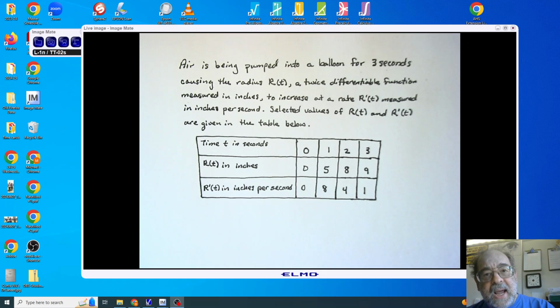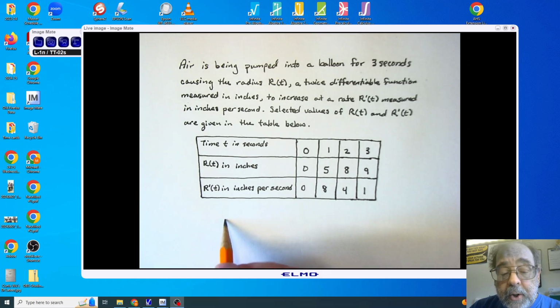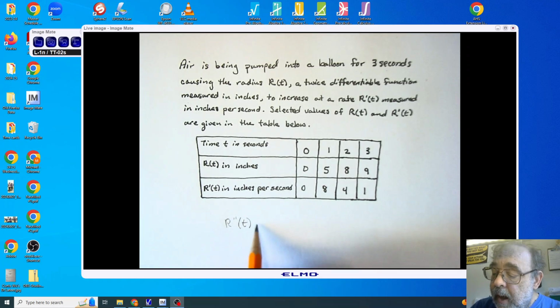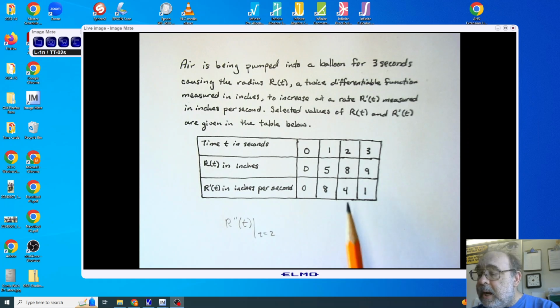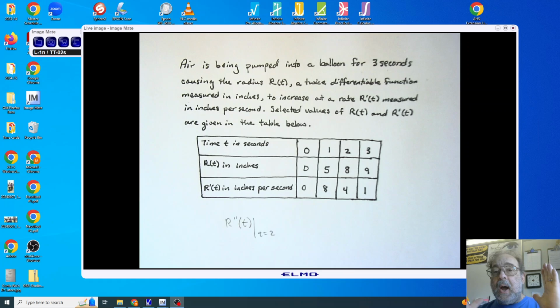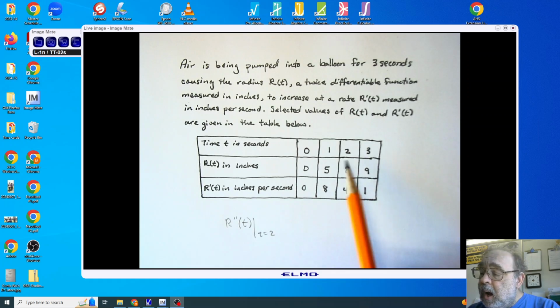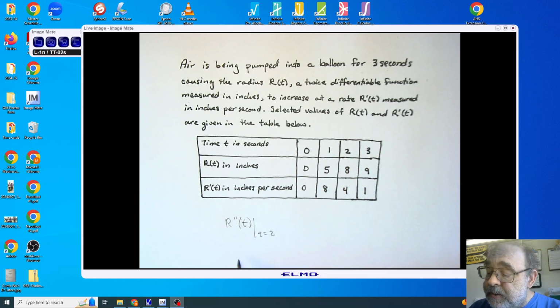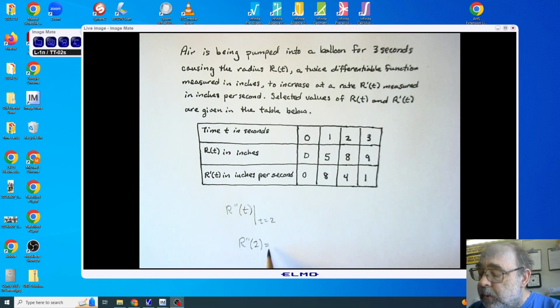Today we're going to be taking a look at how we approximate a second derivative given a chart. In order to do this, we are going to be working with our average rate of change. So if I'm trying to find r double prime of t at t equals 2, I want to do a secant line between 3 and 1, the values on either side. Keep in mind that when I'm doing these, I want to go between so that the value I have is between them.